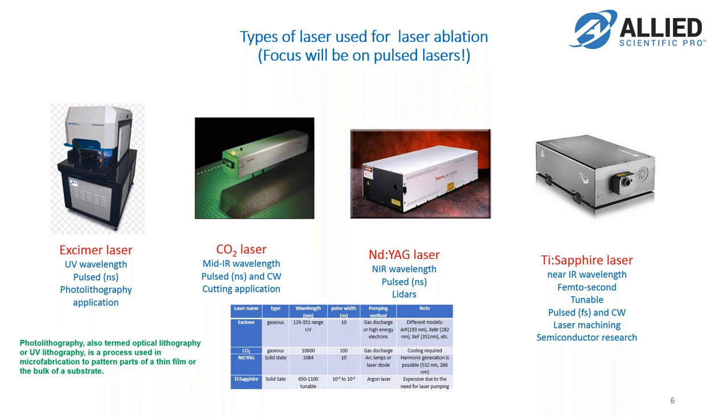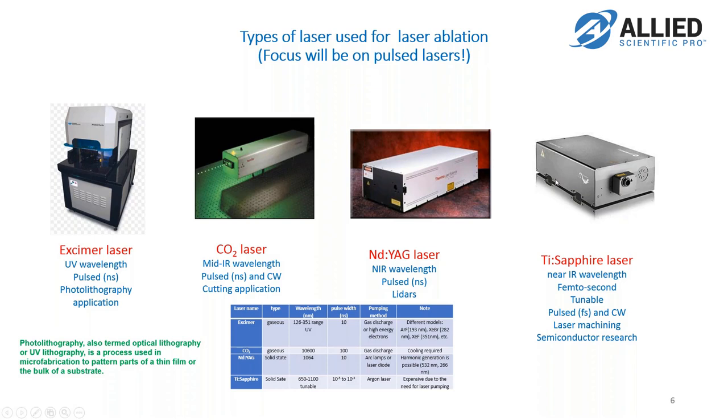You can also put a doubling crystal there and get double the frequency, or half the wavelength, at 532 nanometers. Also the third harmonic, 355 nanometers, you can also get that. These lasers are solid state lasers. Their pumping mechanism is laser diode, with pulse width typically about 10 nanoseconds. And they come in different rep rates.